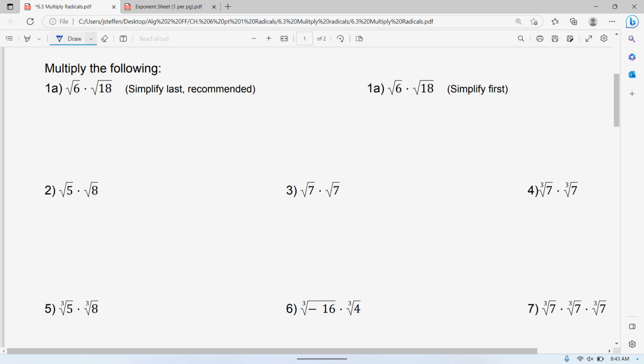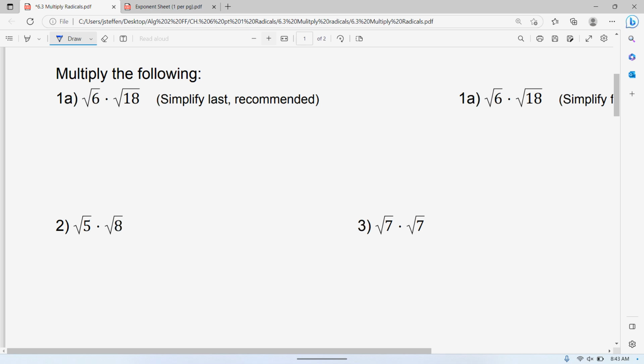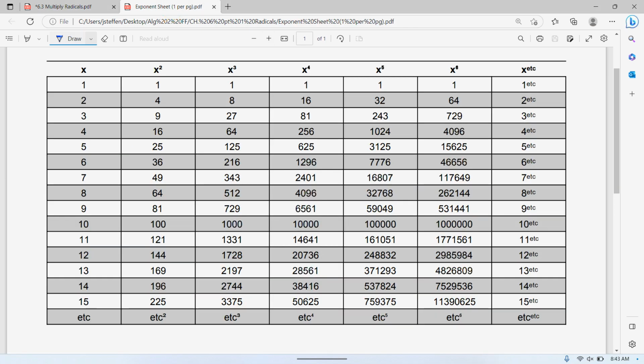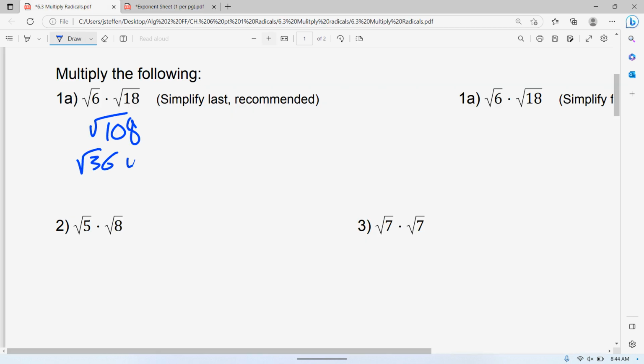So, if we have the square root of 6 times the square root of 18, if we're going to reduce at the very end, all you need to do is take 6 times 18, which is 108. We multiply it out, that is the square root of 108. And we can reduce that radical just like before. So 108 divided by 100 isn't going to work. Divided by 81 doesn't work. 36 and 3. So that is the square root of 36 times the square root of 3. So this is 6 root 3.